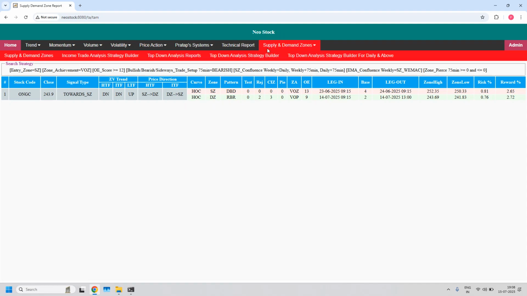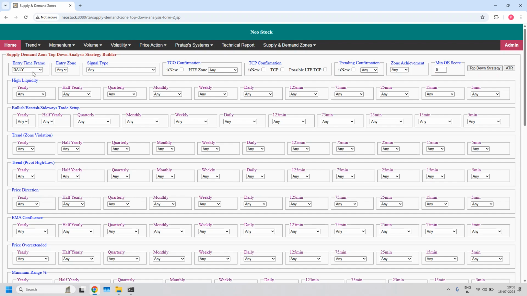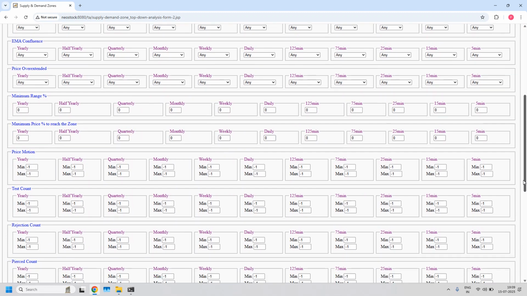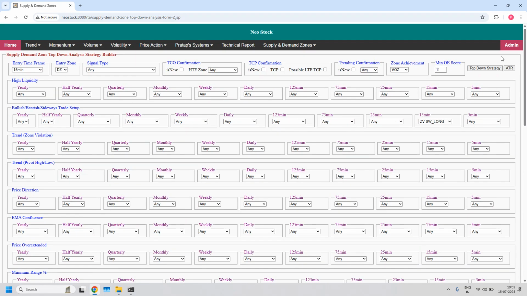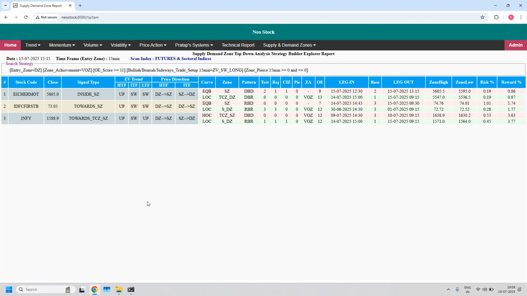Next we will look into daily income trade reports. Entry time frame is 15 minutes. Entry zone is a demand zone. In bullish or bearish sideways at 15 minutes, I am selecting sideways long. Zone achievement violated opposing zone. Minimum odd enhancer score 11. 15 minutes demand zone should not be pierced. So in the pierced count at 15 minutes time frame, minimum value is 0 and maximum value is 0. With these filters, we got 3 stocks. And entry time frame zones are 15 minutes demand zones for daily income trade, sideways long trade setup.